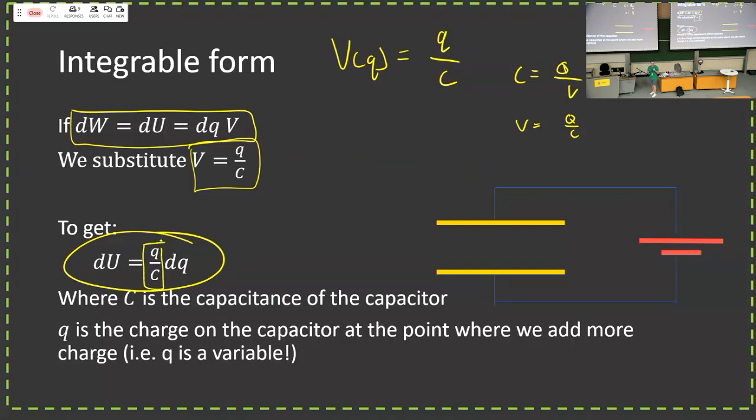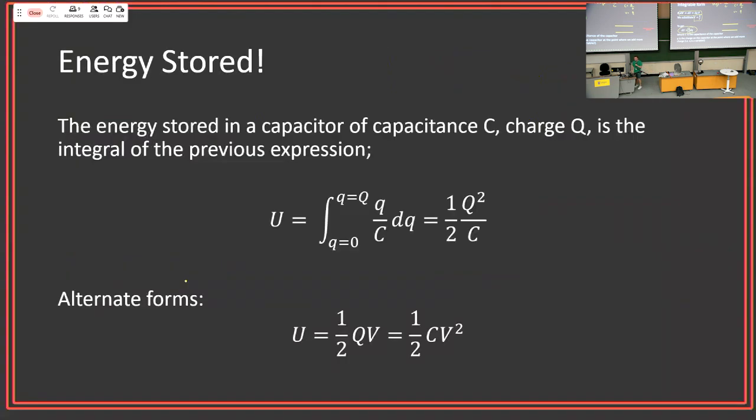Is equal to Q over C times dQ. Whatever, it's this doodad. Now, what do we do to find the total energy? We're going to integrate it. We integrate it from charge equals 0 to charge equals final charge, big Q. And you get this. The total energy stored in a capacitor is a half Q squared over C.